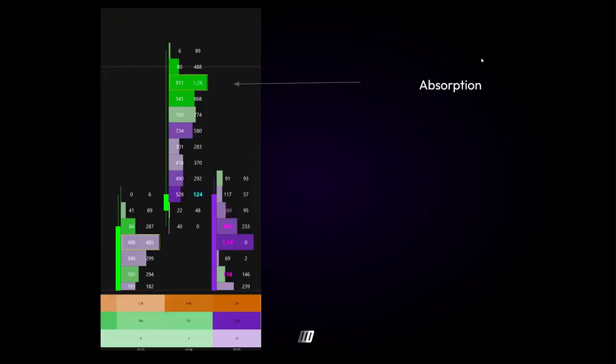Let's see if we can get back to this one. So here you have passive participants, passive sellers blocking price from going up and then taking the upper hand. That's absorption.